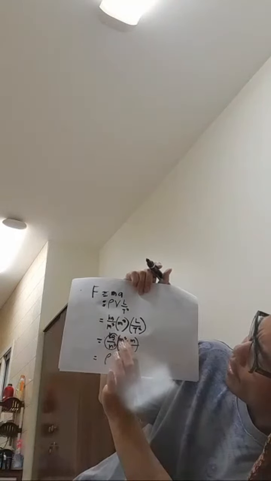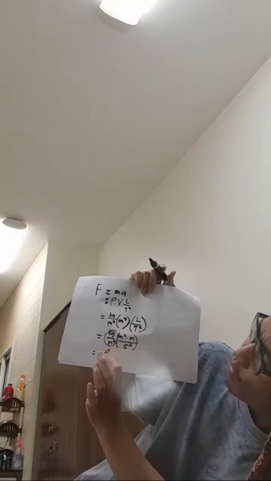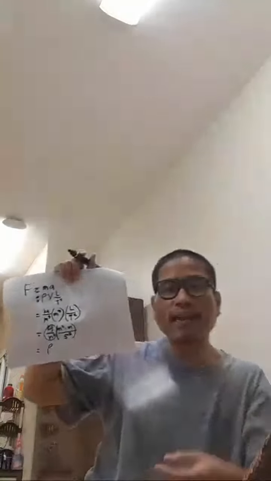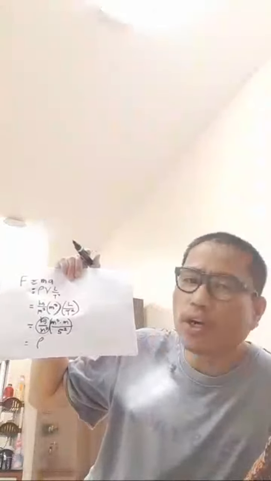So that is density. Now, let's investigate here. Cubic meter times meter per second squared is going to be m raised to the power 4. It's just multiplication: add the exponents when you multiply. So it's going to be m to the 4 over s squared.